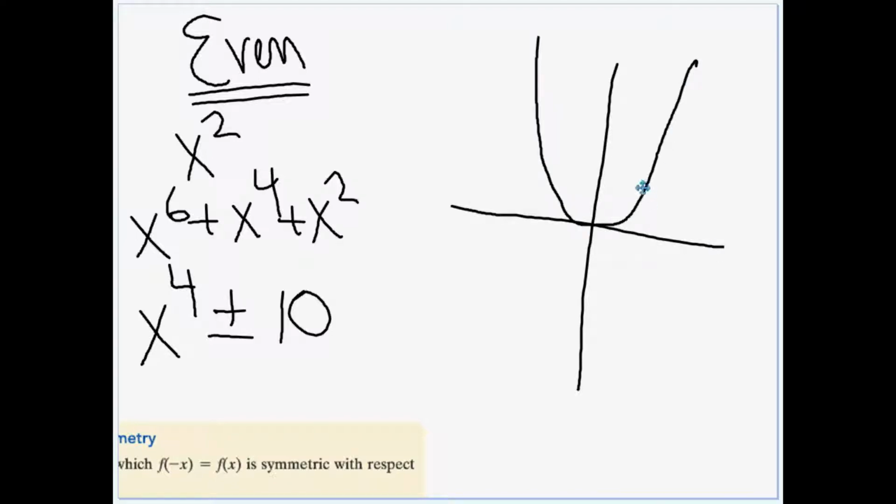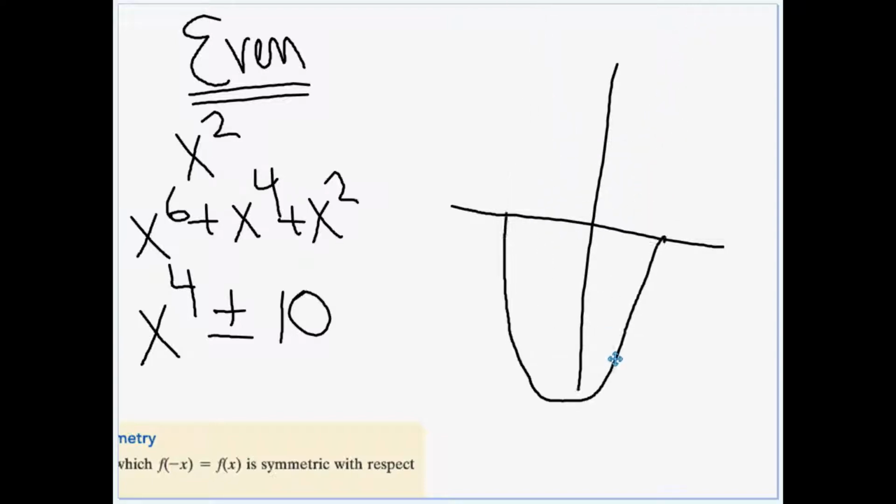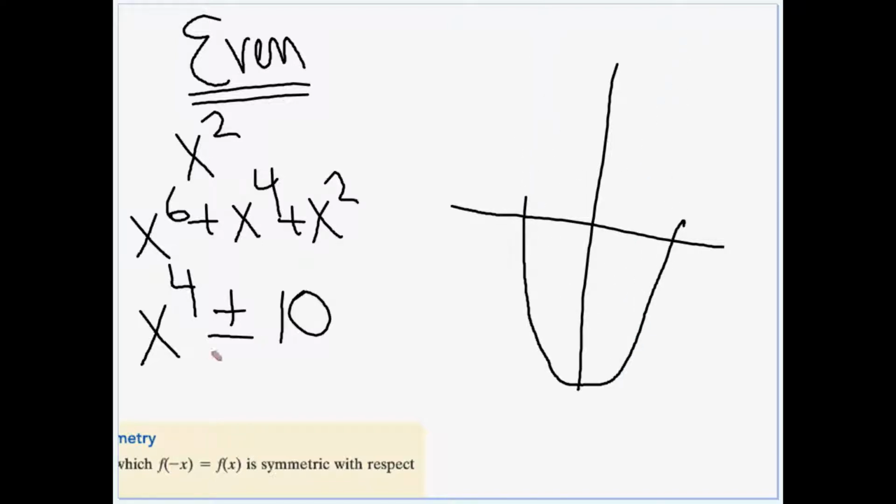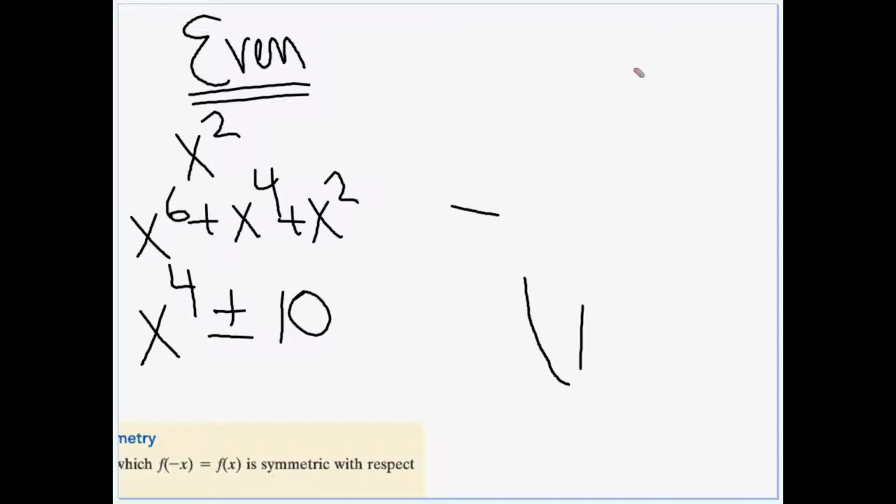Here's x to the fourth. If I do x to the fourth plus 10, I move it up here. It's still symmetric to the y-axis. If it's a minus 10, I move it down here. It is still symmetric to the y-axis. So even functions can have a constant on the end, and it won't get messed up.